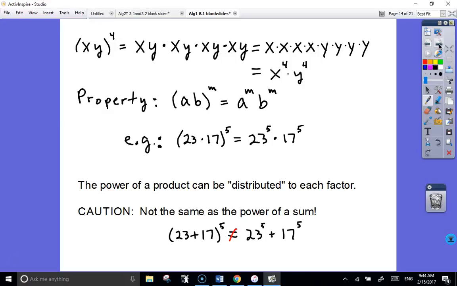But that's not the same thing as 23 plus 17 in parentheses and then bringing it inside. That would not work. I mean, you could try it yourself. If you put this in the calculator and then put that in, it's not going to be equal. So that's not a property.